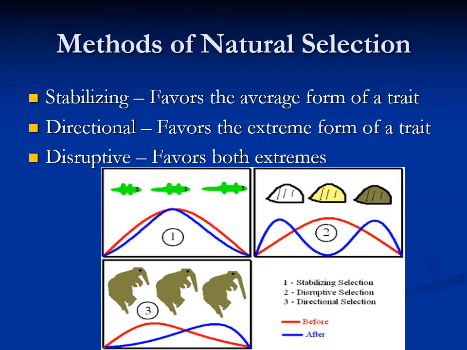Then we got disruptive. Disruptive is when you favor both extremes and the middle guy does not do well. And disruptive is not that common, but it does occur. So I did this one with these little clams here. So I got clams in 3 different colors. Normally, the sand-colored clam might do the best because he is going to blend in with that sandy environment and not stand out and be camouflaged, right?